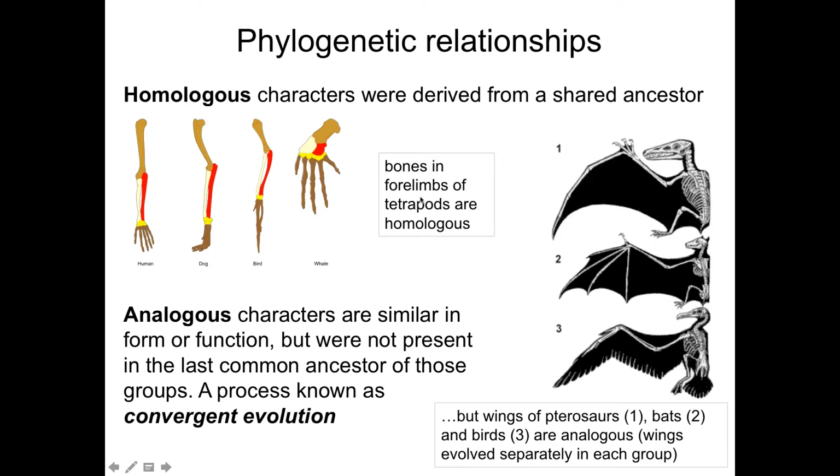So although the bones in the forelimbs of tetrapods are homologous, the wings as a structure are not. The wings have evolved separately in pterosaurs, a type of reptile, bats and birds. The common ancestor of these three groups did not have wings, but the three groups evolved wings separately to solve the problem of flying. So the wings of these three groups are analogous characters, not homologous characters, and they look similar in form and function because of convergent evolution. So, homologous versus analogous characters.